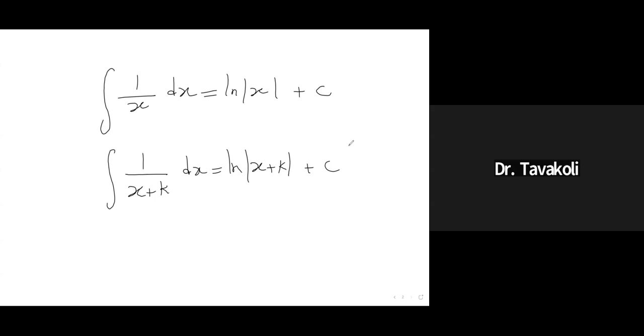So if we have a linear factor like x plus k in the denominator, the integral of 1 over x plus k is going to be ln of absolute value of x plus k. So these two, or in fact the second one, which is more general, will be very helpful in the discussion that we have today. Now let's see what the technique of partial fractions is. Let me explain that on one example.